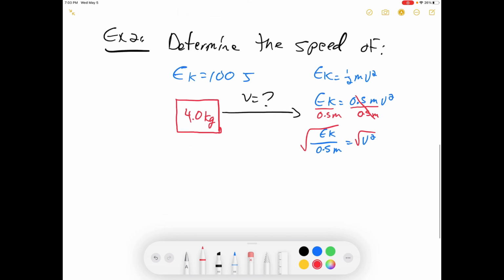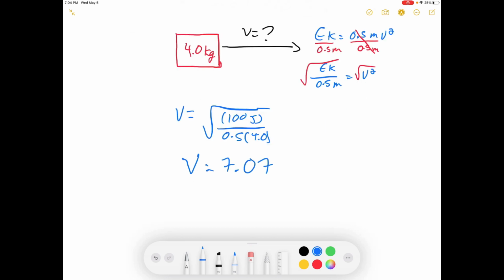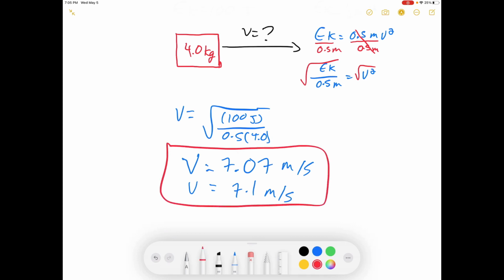So now my working equation is going to be v is equal to the root of 100 joules, that's your EK value, divided by 0.5 multiplied by 4. When I plug this into the calculator, I get a value of about 7.07 meters per second. And if we wanted you to do a 2-digit response, we could say 7.1 meters per second. And these are the answers over here.